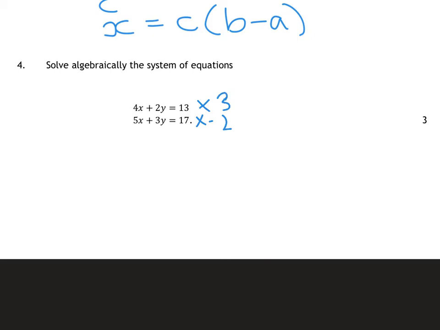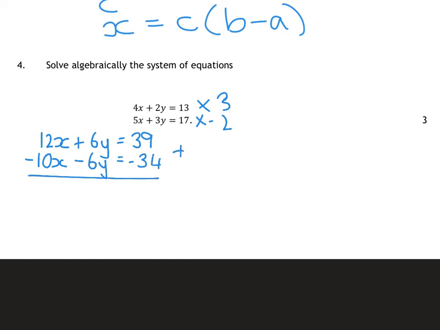Okay, so top equation will become 12x, 6y and 39. Bottom equation minus 10x, minus 6y, and minus 34. Then I can just add them together. 12 take away 10 is 2x. The y's disappear, and that gives me 5. And 5 divided by 2 is 2.5. Okay, normally we say, oh, just double check if it's decimals.